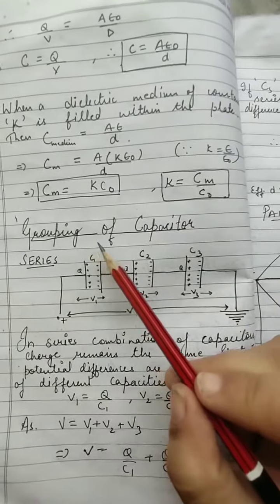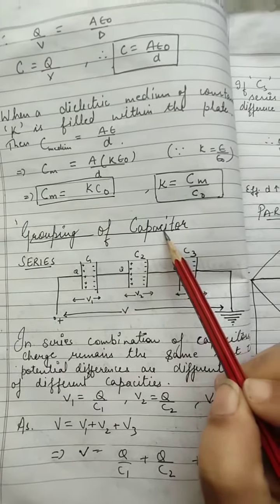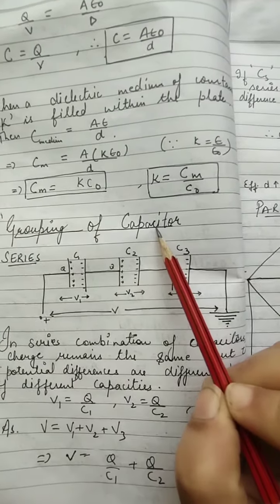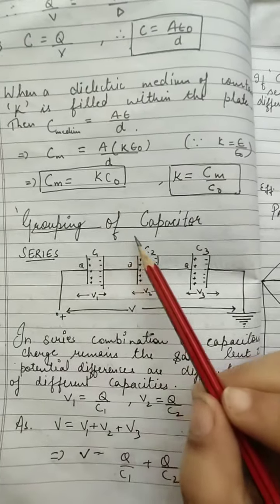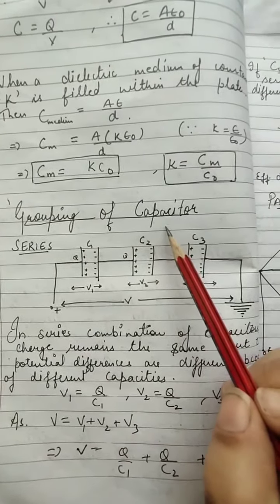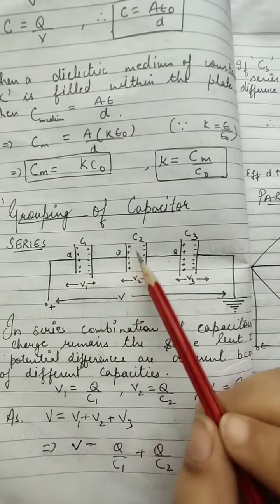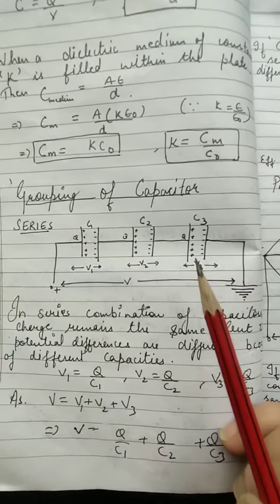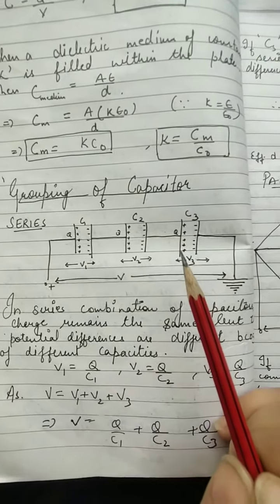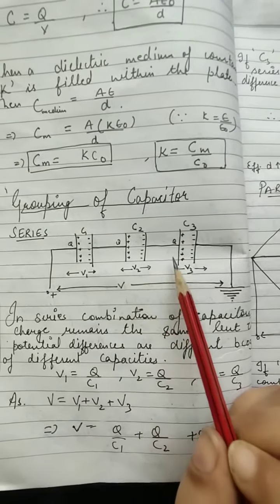The next topic is grouping of capacitors. In the previous part, in 10th class, we discussed the grouping of resistances. Here we will discuss the grouping of capacitors. We will consider parallel plate capacitors connected in series. Firstly we will take the case of a series combination C1, C2, C3.